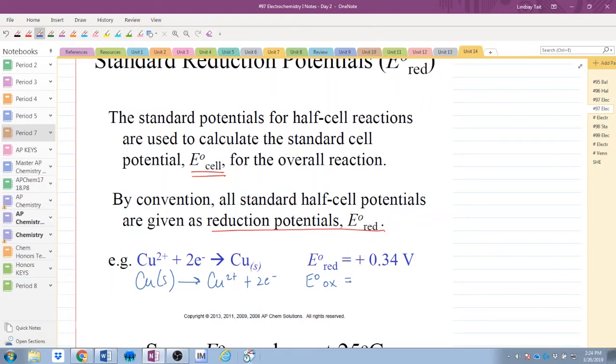And so what do I do here? Well, if I flip the half reaction, flip the sign. It's the difference between going up the cliff or down the cliff. So this is a negative 0.34 volts. So I'm just going to say flip sign. That's what I need to do if I flip the half reaction. Okay, so let's play devil's advocate here.